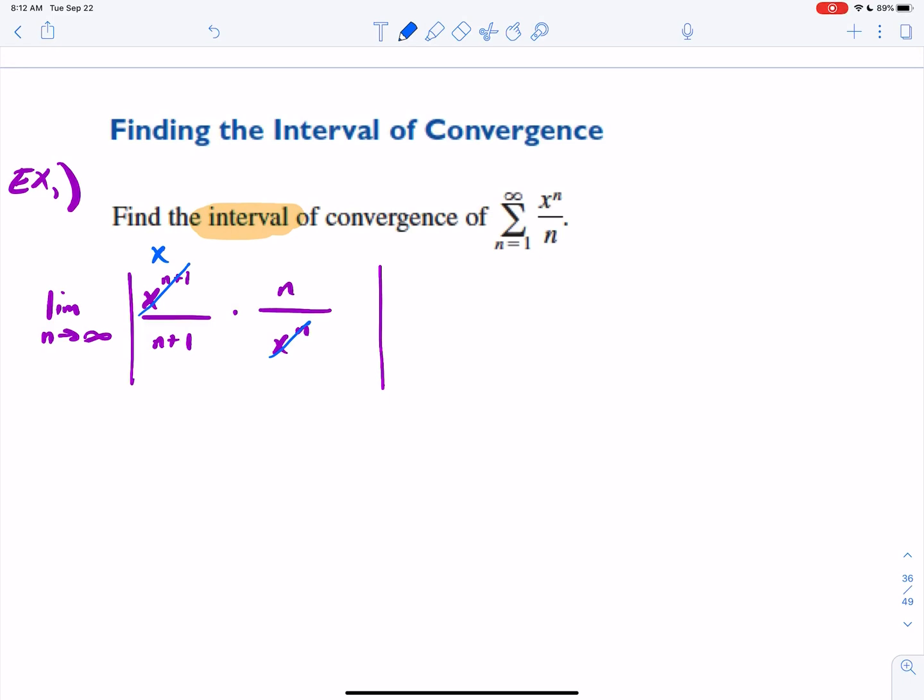Okay, so we want this to converge. So we purposely always make it less than 1. All right? Now I take a look at this limit. n is approaching infinity, so the absolute value of x right here has nothing to do with that limit. So you could actually take out that absolute value of x, and then we have the limit as n goes to infinity of the absolute value of n over n plus 1.